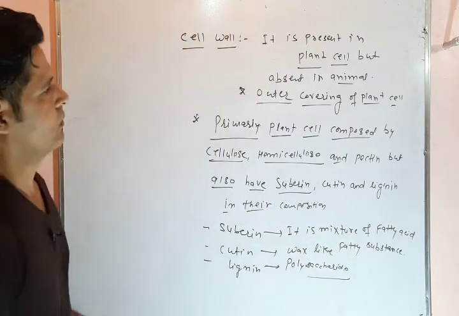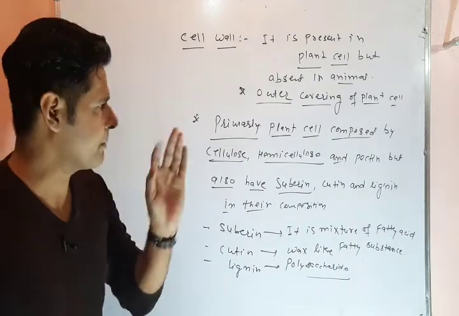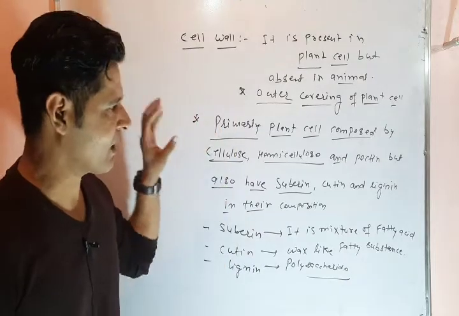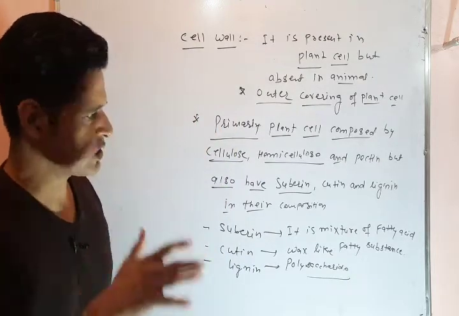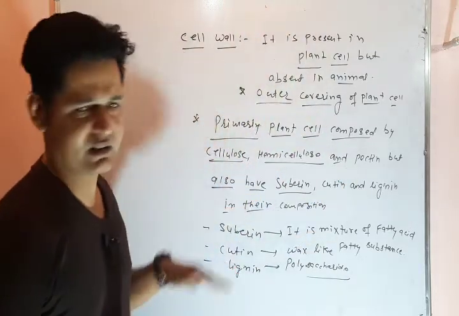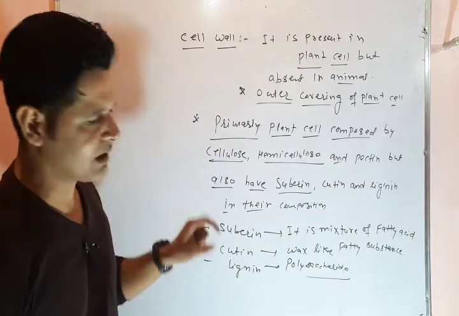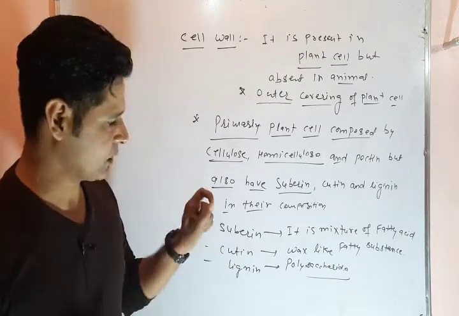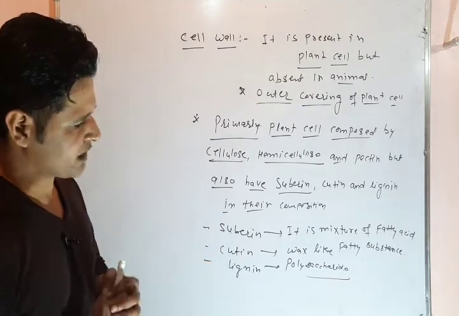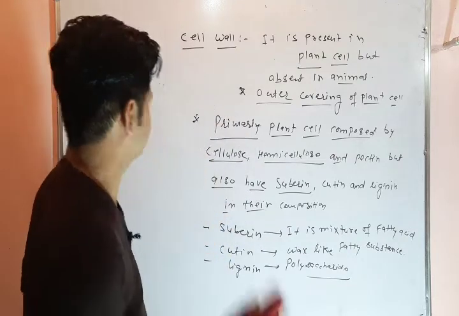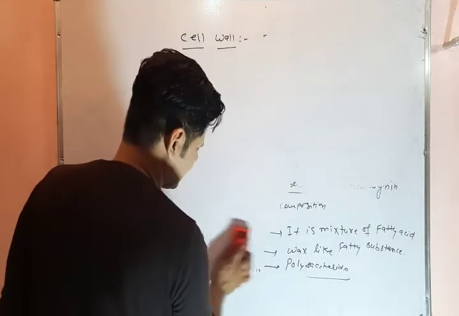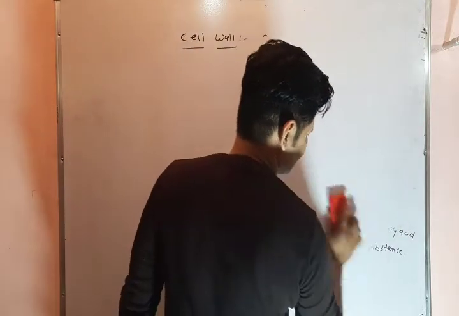Okay, so the cell wall is present only in plant cells. It is the outer covering of plant cells, and primarily it is composed of cellulose, hemicellulose and pectin, but secondarily suberin, cutin and lignin are also present. Suberin is a mixture of fatty acids, cutin is a wax-like fatty substance, and lignin is polysaccharide in nature. Now this is the introduction about the cell wall.